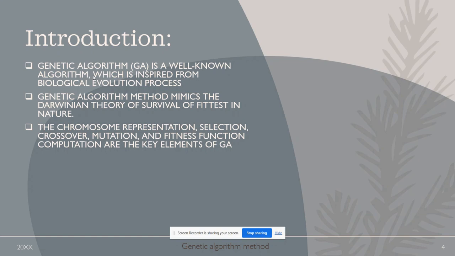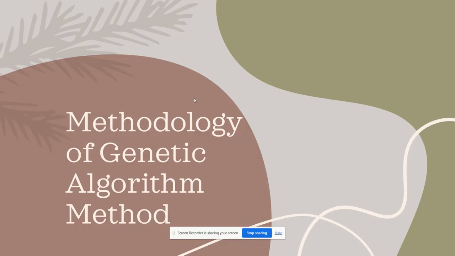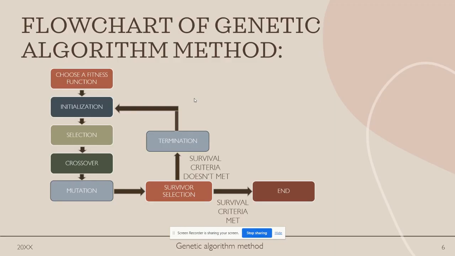of the fittest in nature. There are some technical words like chromosomes, selection, crossover, mutation, and fitness function computation. They are the key elements of the genetic algorithm method. Here, selection, crossover, and mutation are the key operators in the genetic algorithm method. Now we will discuss the methodology of the genetic algorithm method.